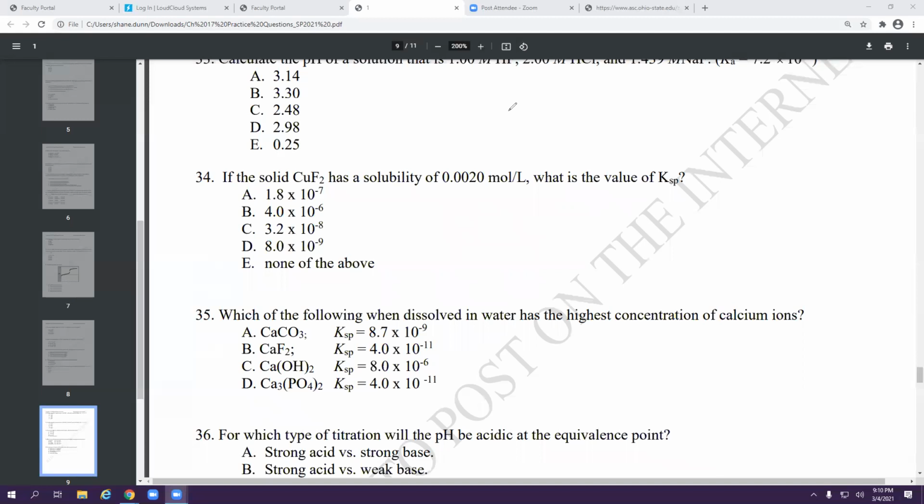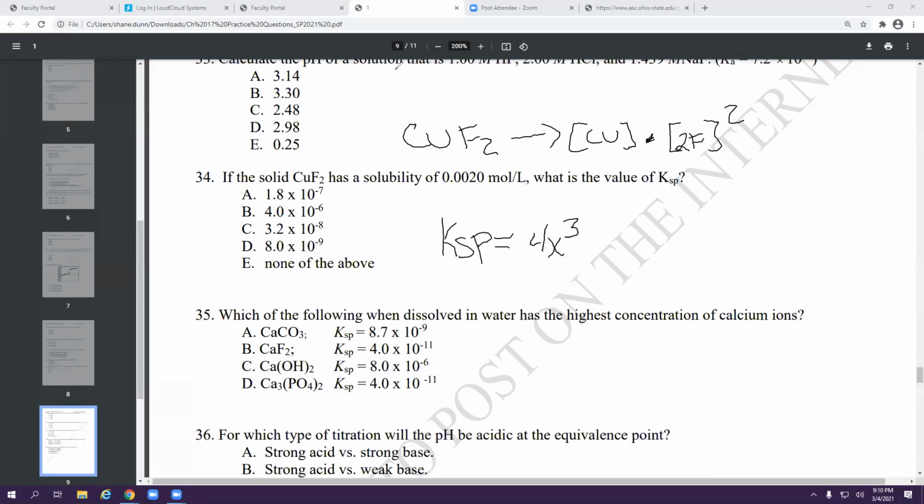So what is the value for KSP? KSP is equal to copper, fluoride, copper, not plus, we're multiplying them together. So it's going to be 4x cubed. I plug in that x value, and I'll get my KSP value.